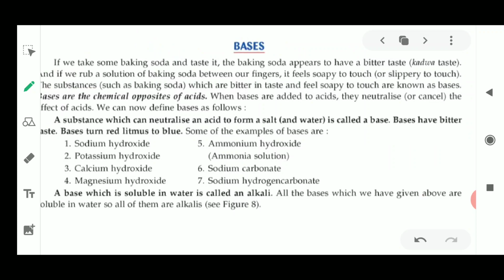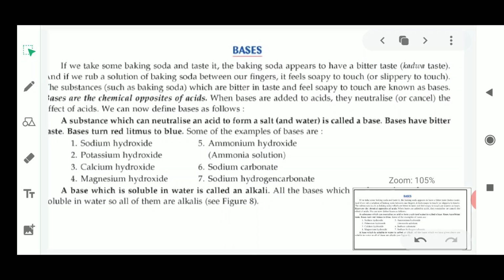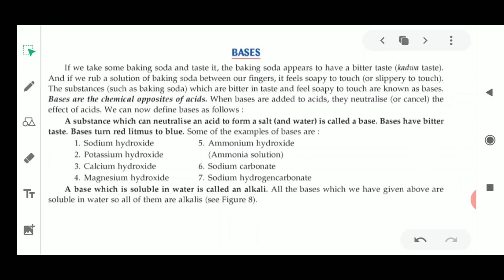Now next we are coming to the bases. What is the meaning of this base? These are the bases of the substance. If we take baking soda to taste it, the baking soda appears to have a bitter taste. It tastes like a neem leaf. If we rub a solution of baking soda in our fingers, it feels soapy to touch. It means it is slippery to the touch.